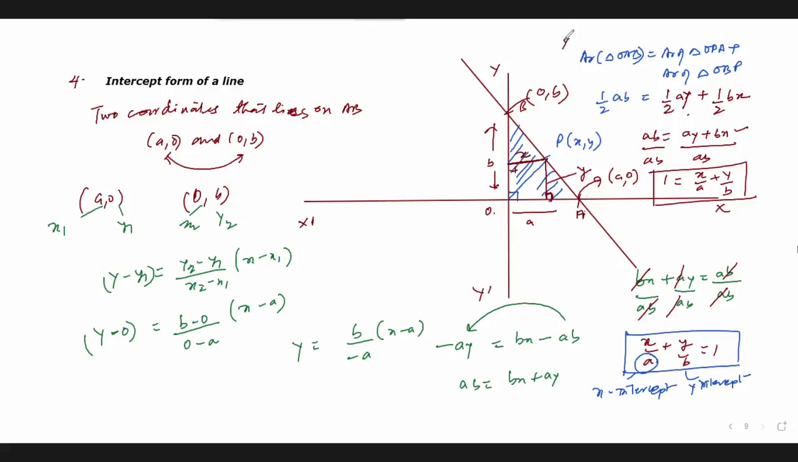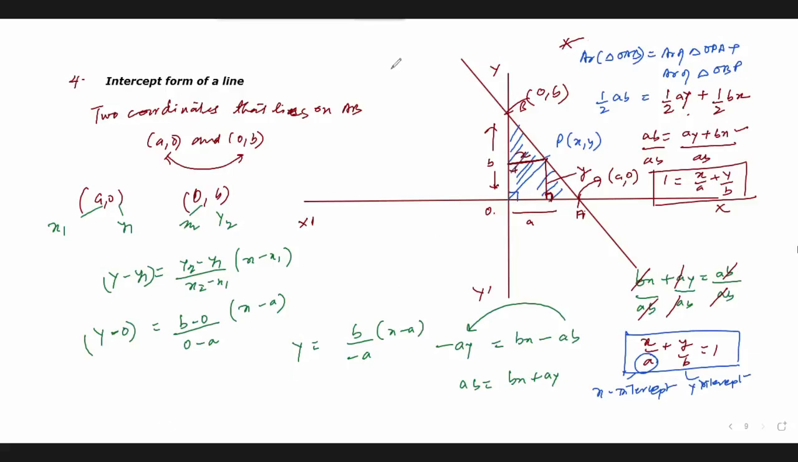So this is another method by which we can prove that x upon a plus y upon b equals 1 is an intercept form. What to remember in this form is that a is the x-intercept, and b is the y-intercept. So it depends upon my intercepts.